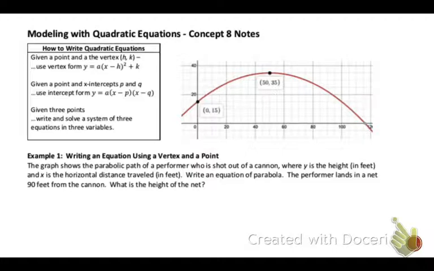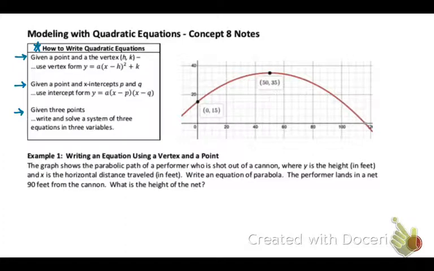How to write a quadratic equation. Well, if you are given a point and the vertex, (h, k), you can use vertex form. If you're given a point and the x-intercepts p and q, you can use intercept form. And then if you're given 3 points, you can write a system of 3 equations and solve for the constants a, b, and c and write the equation in standard form.